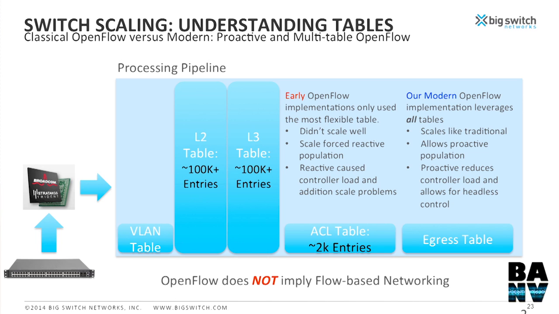That's a hard conversation to have. And I will repeat, OpenFlow does not imply flow-based networking. Yes, with the ACL table, you can actually install 5-tuple flow style entries, but with the rest of the chip, the more scalable, useful parts of the chip, you can't actually do that. But you can actually do even more useful things with it.